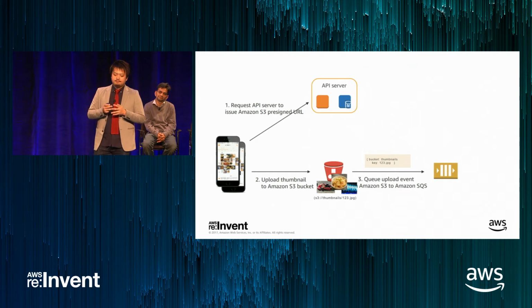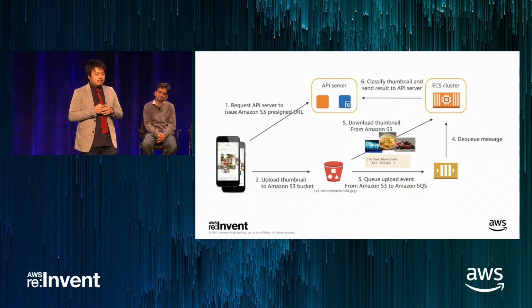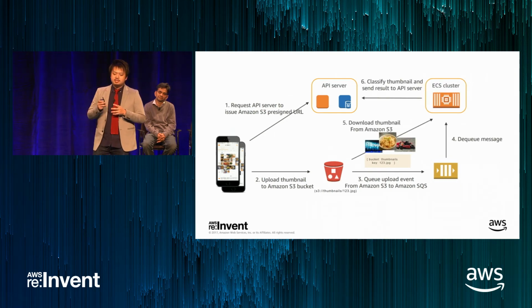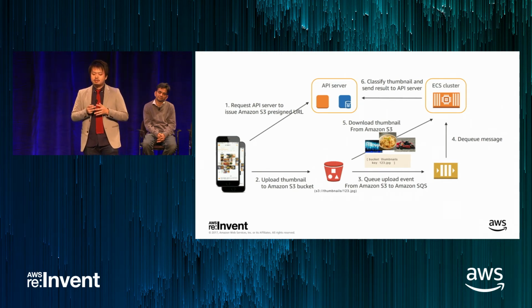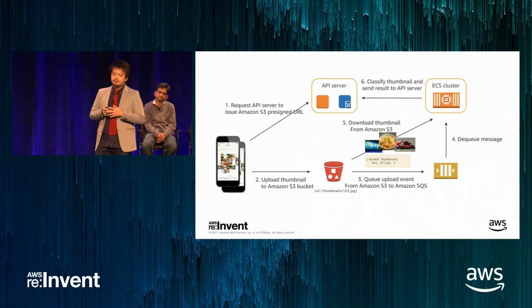As I mentioned earlier, we enabled S3 notification. So S3 enqueues the event to SQS when the image upload is completed. The image classification that is running on ECS dequeues the event from SQS, downloads the thumbnail and classifies it. After that, results of classification are sent to the API server. The API server removes images that are not classified as food.